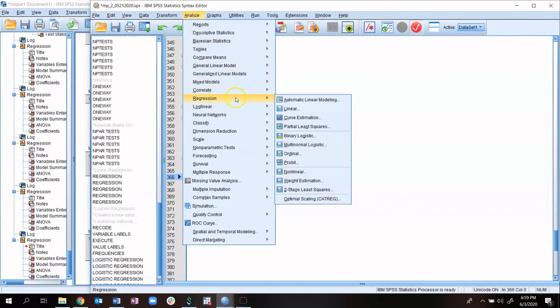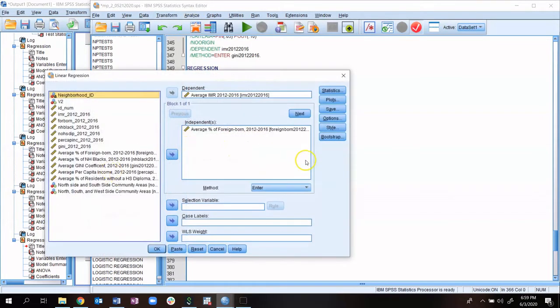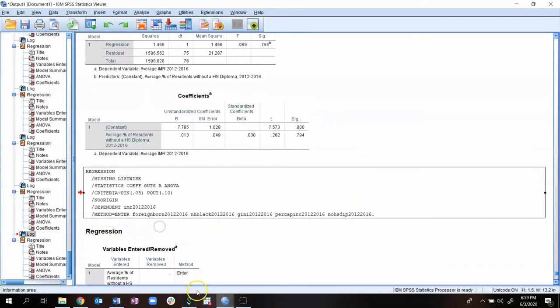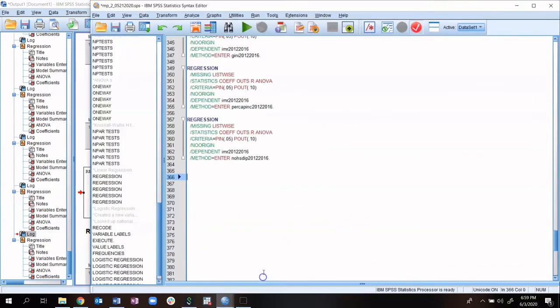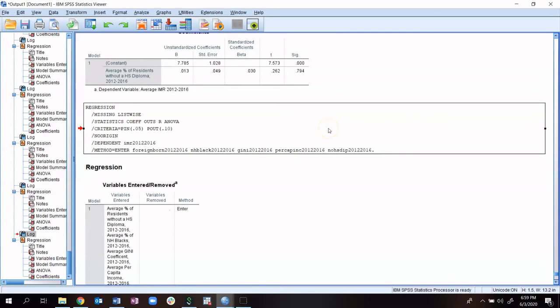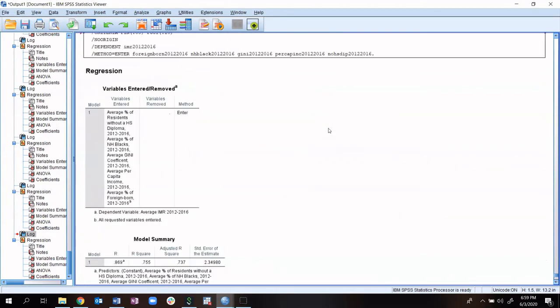That's fine. Linear regression. Since it's already here, let's go back and add these. So we've got non-Hispanic blacks, we've got Gini coefficient, we've got per capita income, we've got average percent of residents without a high school diploma. And voila. You definitely want to make sure we get the syntax and put that in our file, and paste that. Now let's have a look at what these variables do. Again, no variables removed, so that's good.